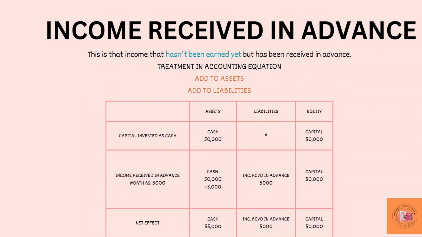Now, the next case is income which has been received in advance. The business hasn't earned this income, but it has received it in advance.